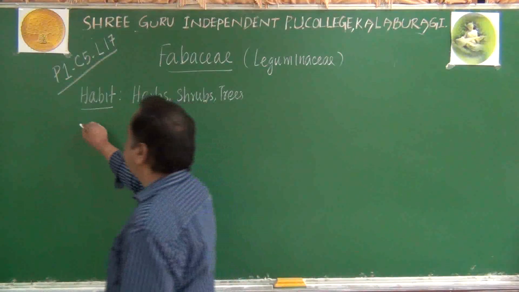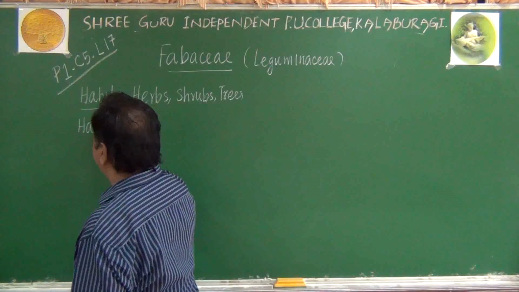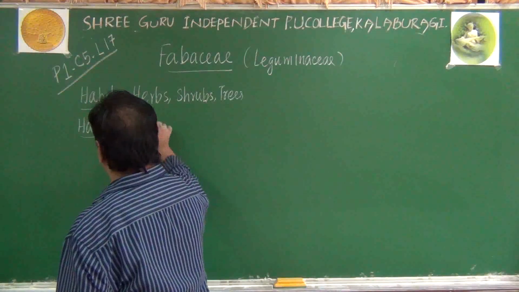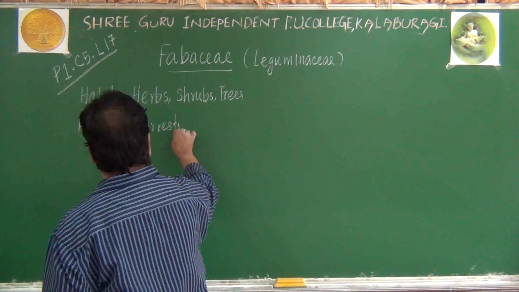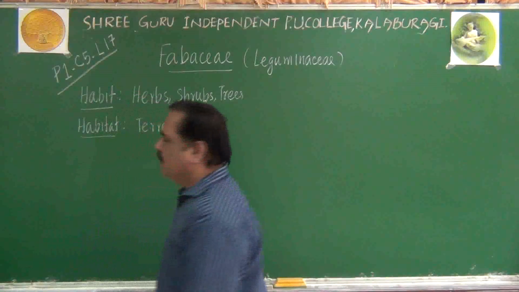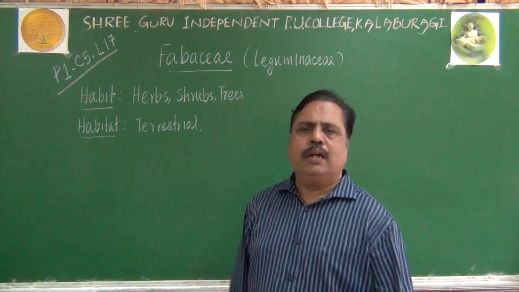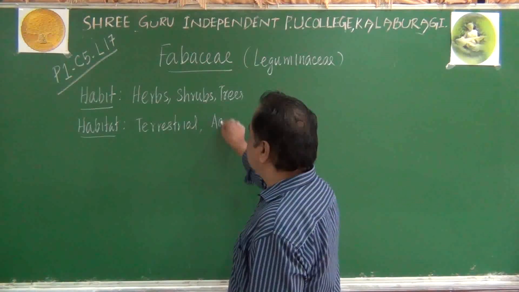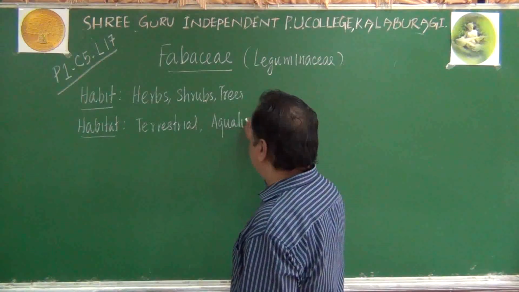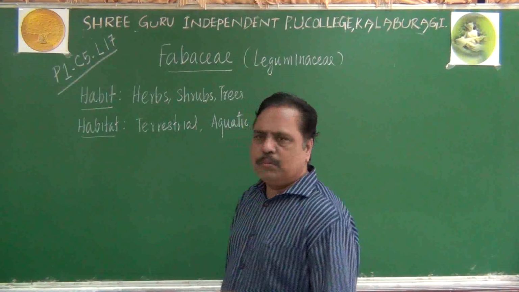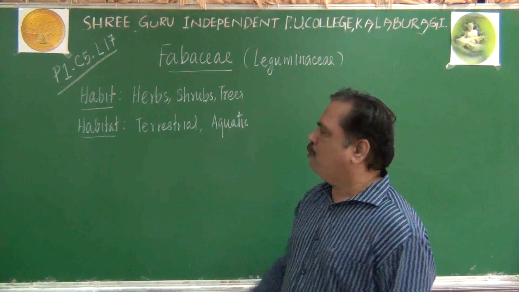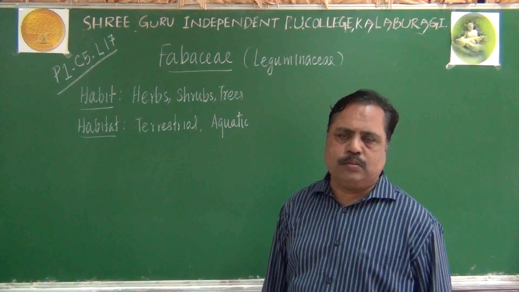What is the habitat of this family? Habitat means living place, we can say. All of them are terrestrial only. Very few plants will be belonging to aquatic conditions. So majority of them are terrestrial plants. Few of them could be aquatic in nature also.